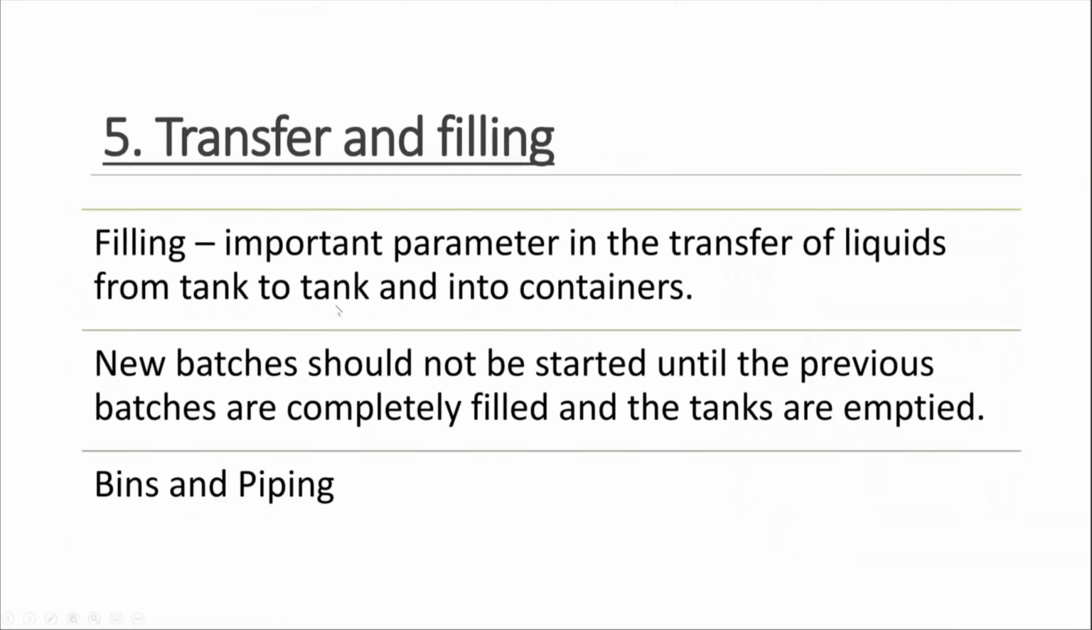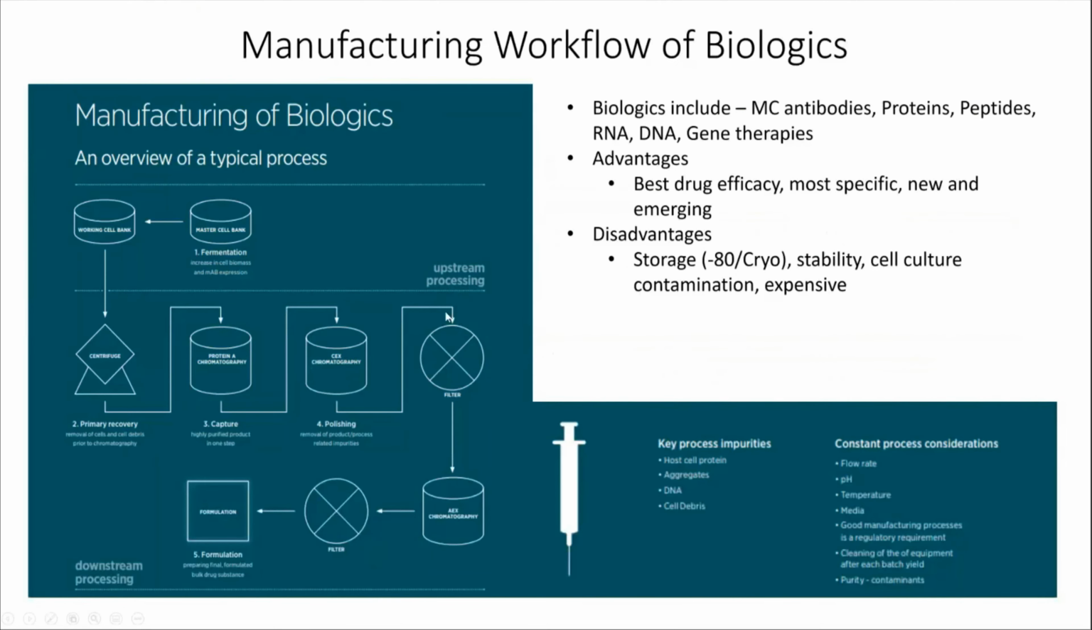We want to fill up the batches, whatever batches we get, and transfer them into tanks and then eventually final tanks, which can then get distributed into the containers that they go in, which goes to the pharmacy or the hospital. If we're doing batch production, new batches should not be started before the previous batches are done, and also emptied and cleaned too. And then the bins are important. Piping is important, but yeah.